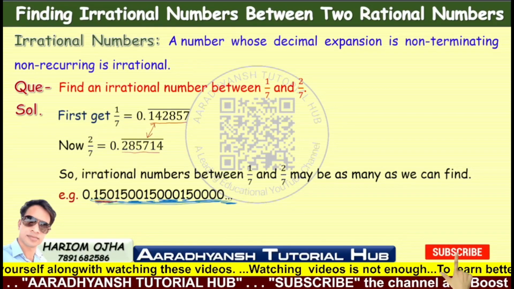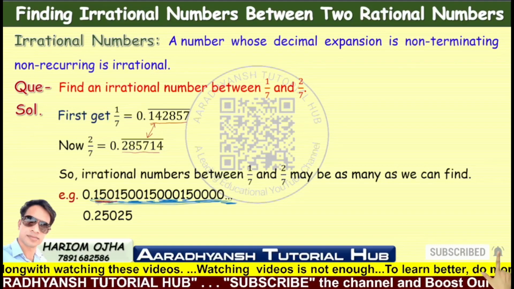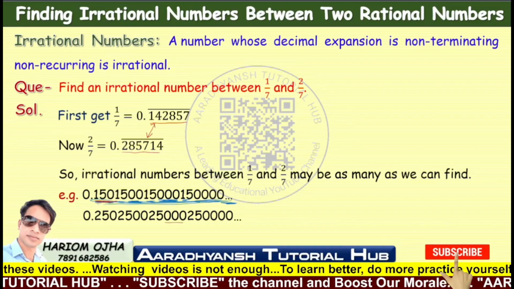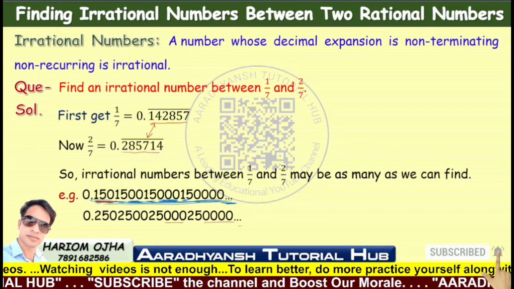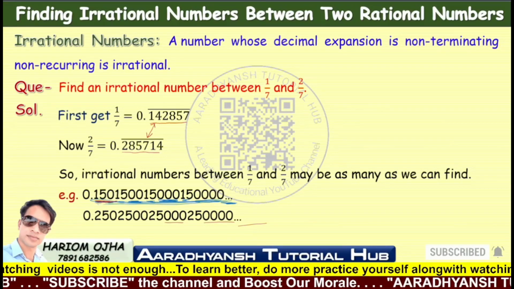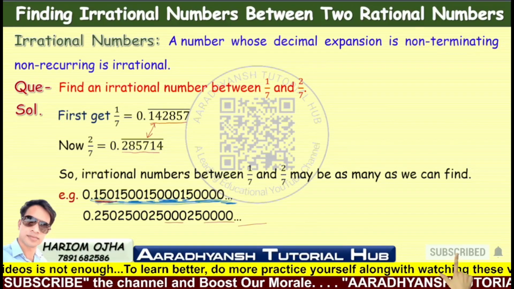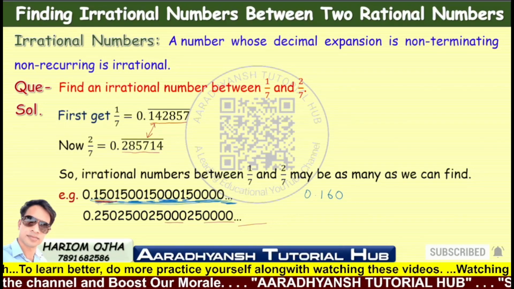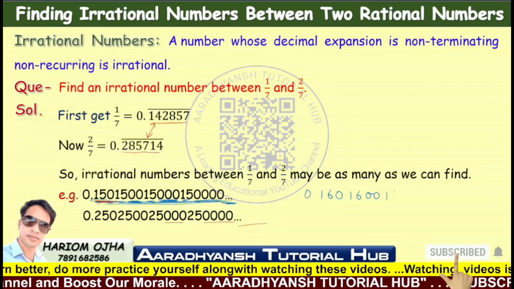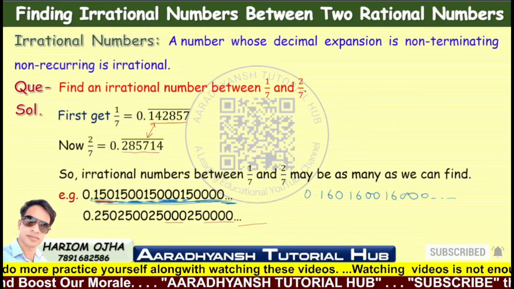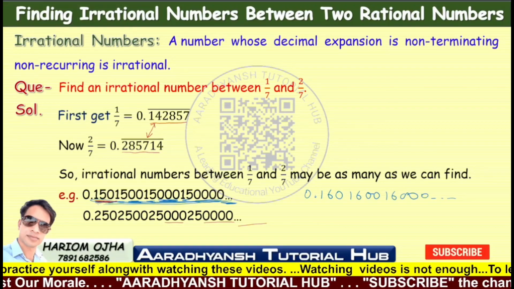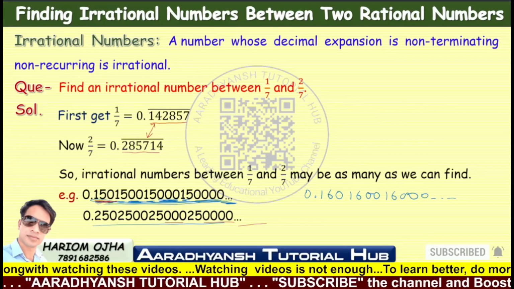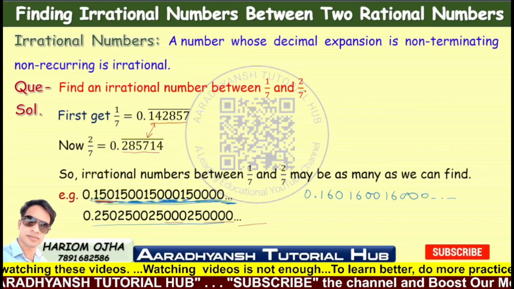You can write another number like this: 0.25025002500025 and so on. You can write so many numbers like this: 0.160, 1600, 16000, and so on. So it is really very easy to write an irrational number between two given numbers.